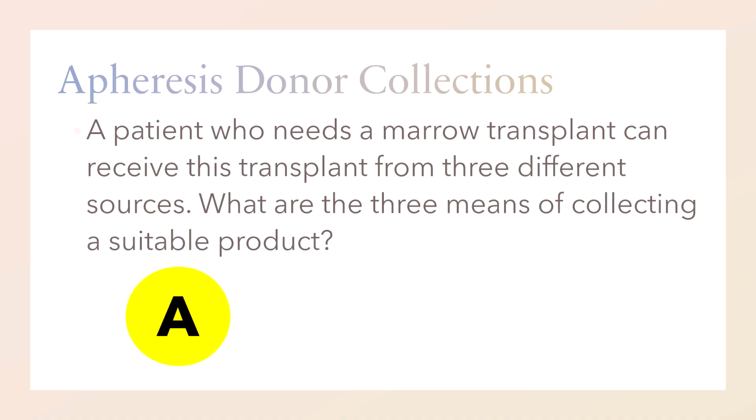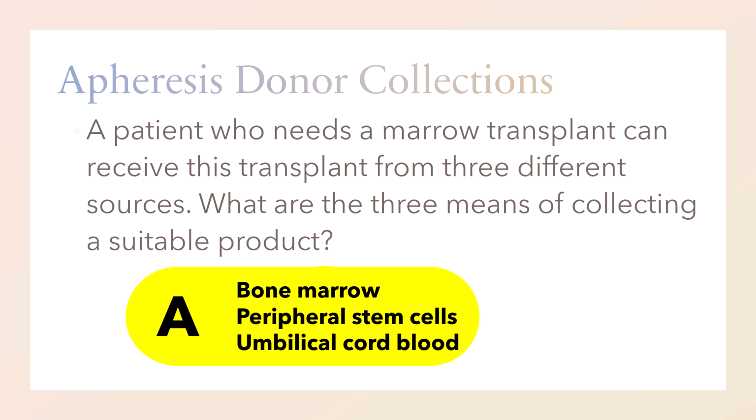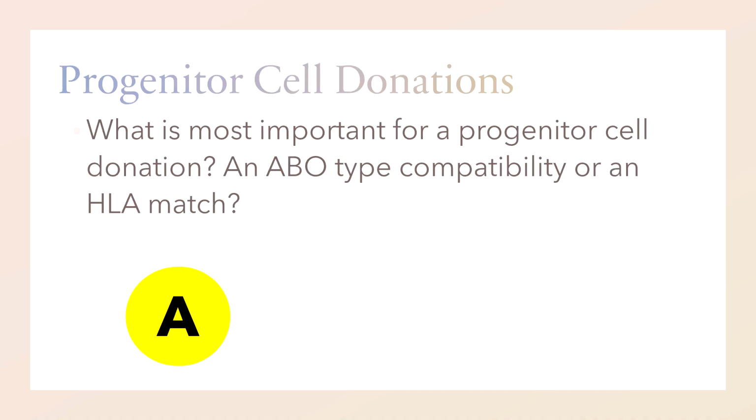A patient who needs a marrow transplant can receive this transplant from 3 different sources. What are the 3 means of collecting a suitable product? Bone marrow, peripheral stem cells, and umbilical cord blood. Progenitor cell donations. What is most important for a progenitor cell donation? An ABO type compatibility or an HLA match? An HLA match.